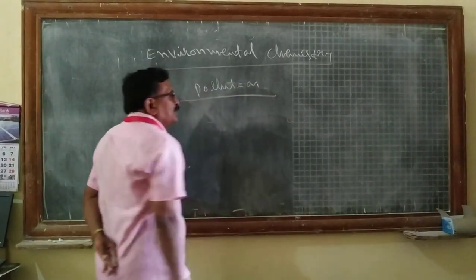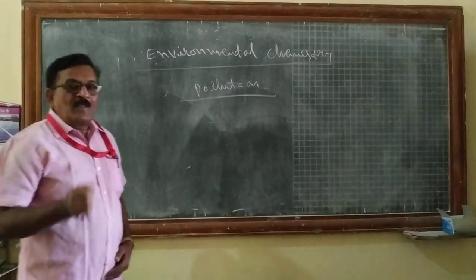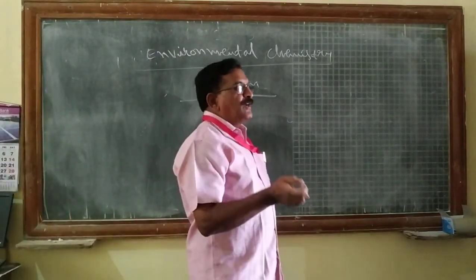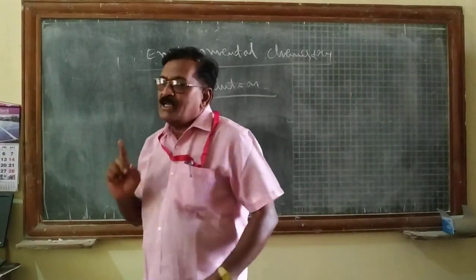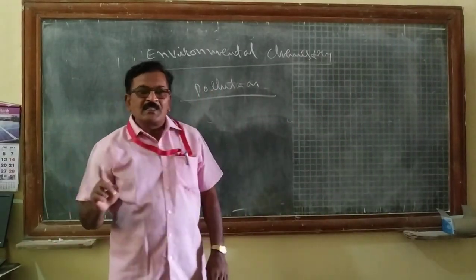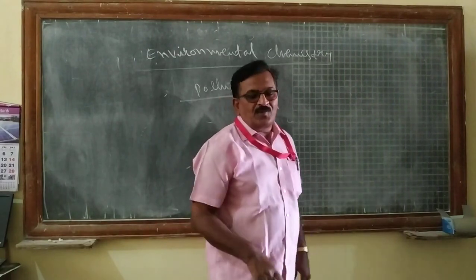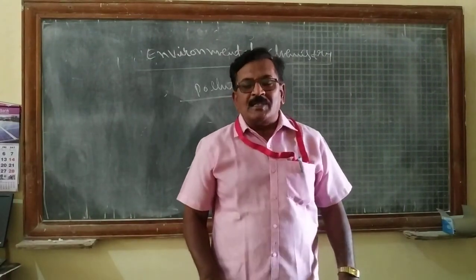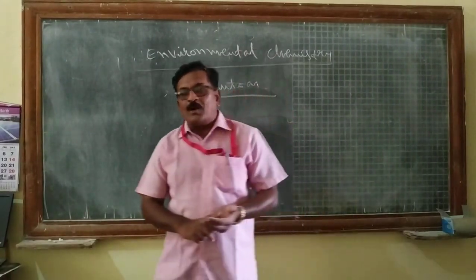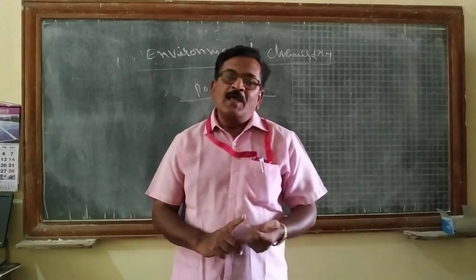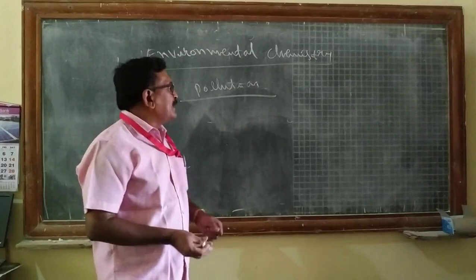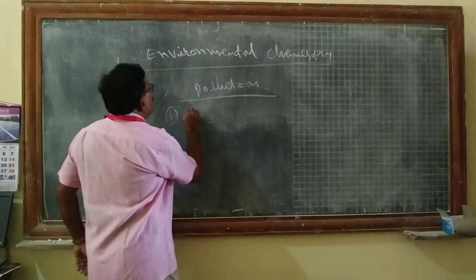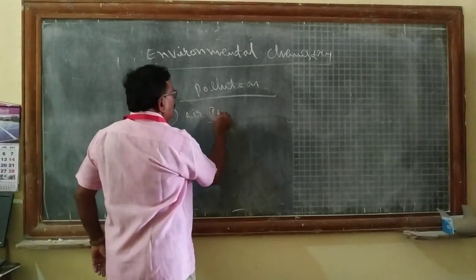Pollution can be classified into five types. The first one is air pollution, the second one is water pollution, the third one is soil pollution, the fourth one is noise pollution, and the fifth one is nuclear pollution. So the first one is called air pollution.